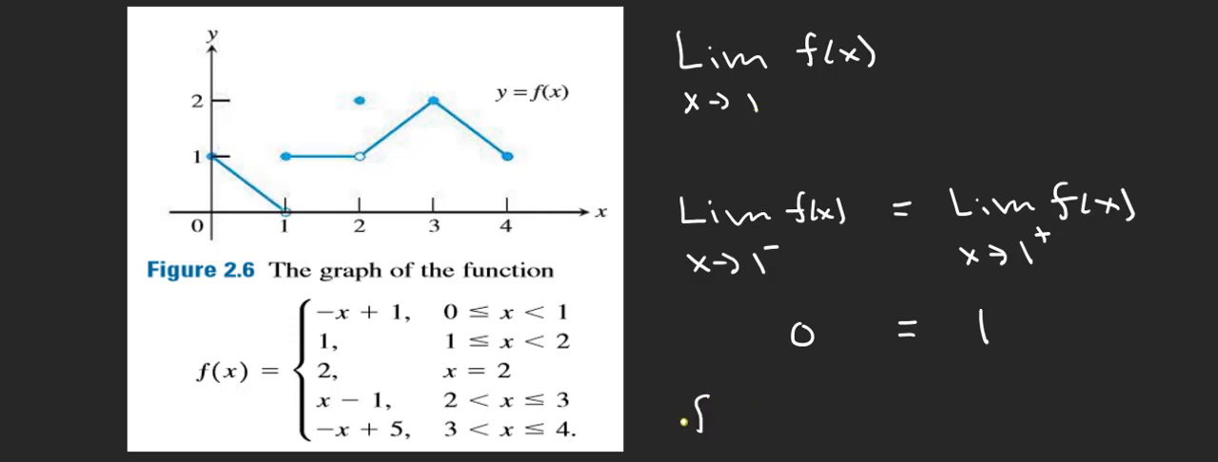By the way, what is f of 1? When x equals 1, the y value is 1 because you have a closed dot. It's not 0, it's 1.